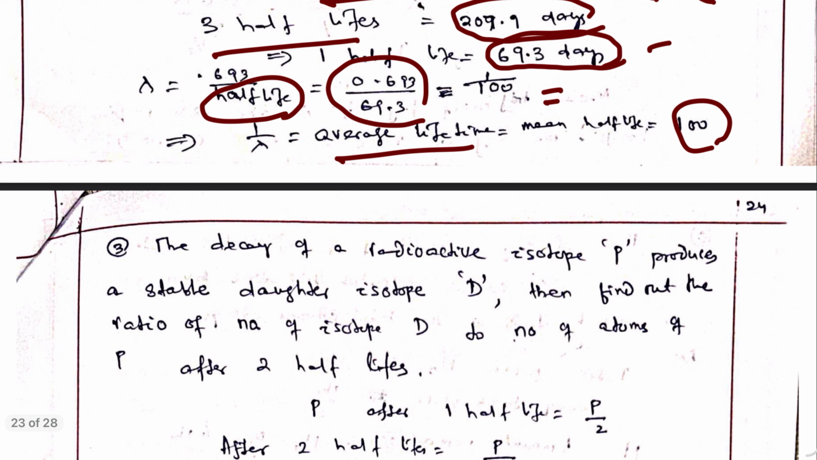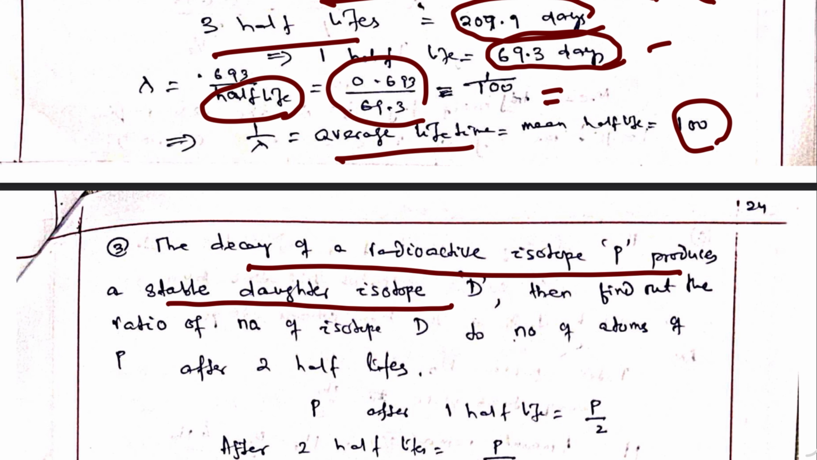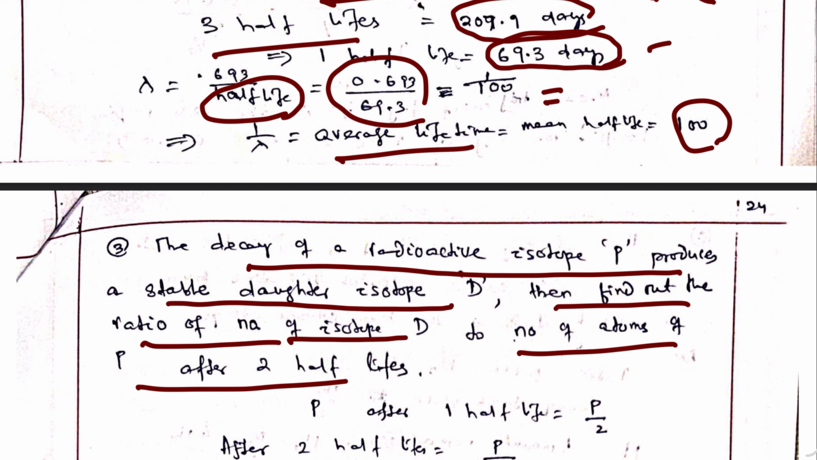Now let us talk about the third problem. The decay of a radioactive isotope P produces a stable daughter isotope D. Then find out the ratio of the number of isotopes D to the number of atoms of P after 2 half-lives. Radioactive isotope is P, produces stable daughter D. Find out the ratio of number of isotopes of D to number of atoms of P after 2 half-life periods.